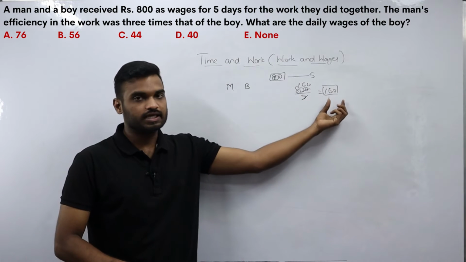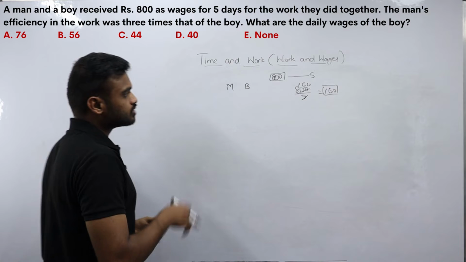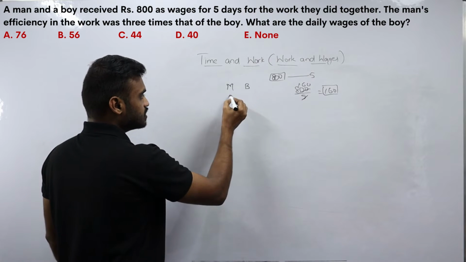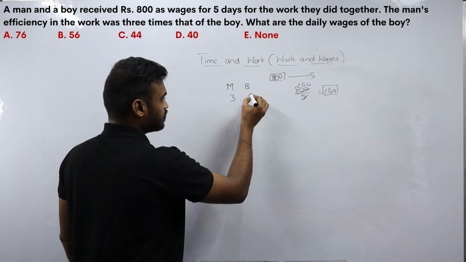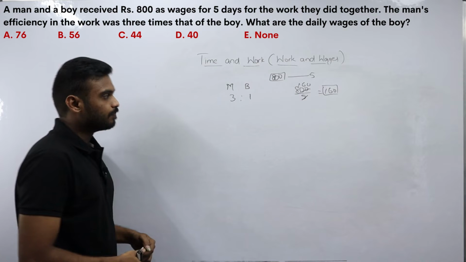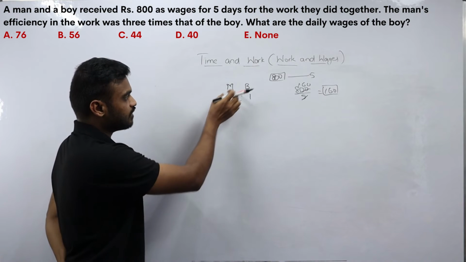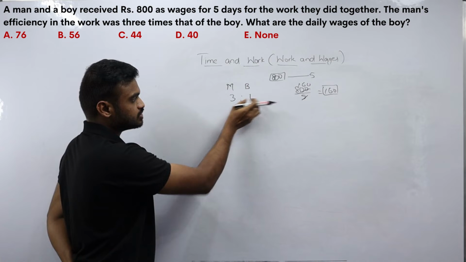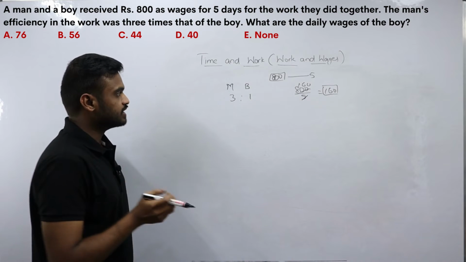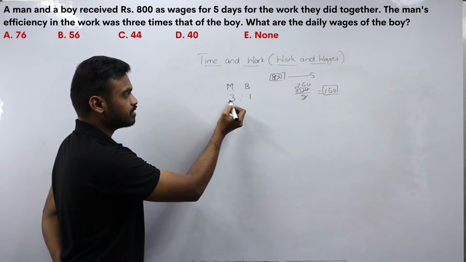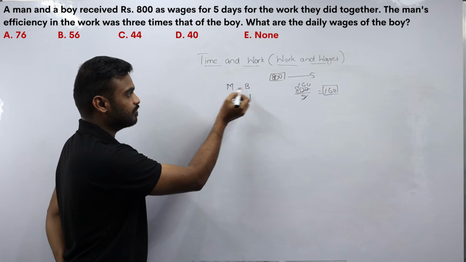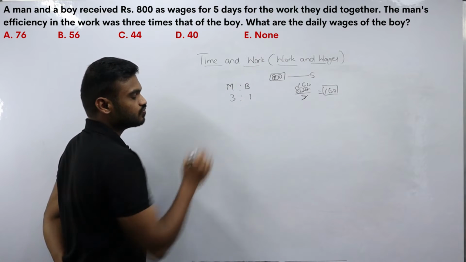So for 1 day they are getting 160 rupees. Now they are also saying that man is 3 times efficient than boy. So the ratio of efficiency of man and boy is 3 is to 1.